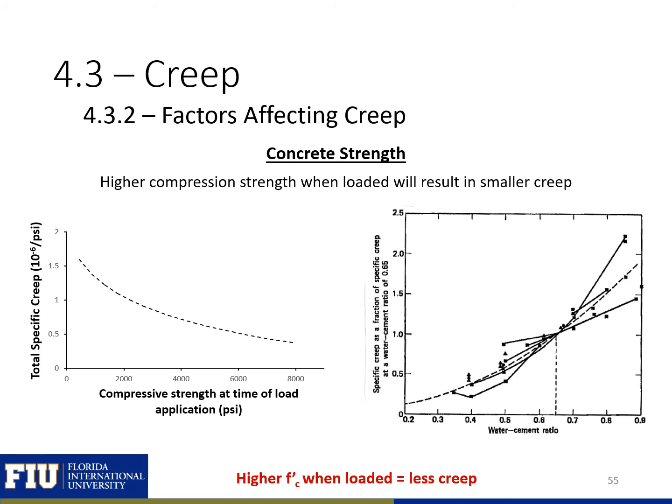Our concrete strength is also going to impact our creep. If we have a higher compressive strength when our beam or specimen is loaded, we're going to have smaller creep. So here we can see our creep plotted versus water to cement ratio. So a higher water to cement ratio would mean a lower compressive strength. So a higher water to cement ratio results in larger creep values. And we can see the same thing if we're looking at our total specific creep plotted versus our compressive strength. A higher compressive strength would result in lower creep.